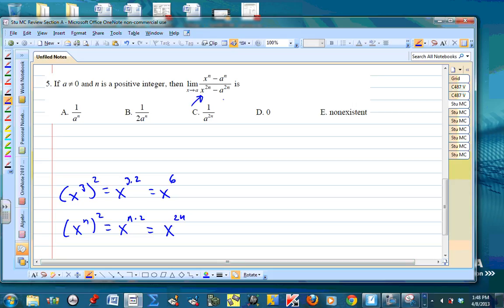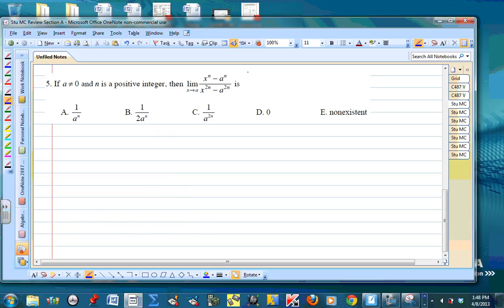So when we see x to the 2n and a to the 2n power, we can think of those as squared quantities. So now, let's put it all together. We're going to use some algebra tricks to rewrite this limit. We can call this the limit as x approaches a of x to the n minus a to the n power over x to the n power squared minus a to the n power squared.